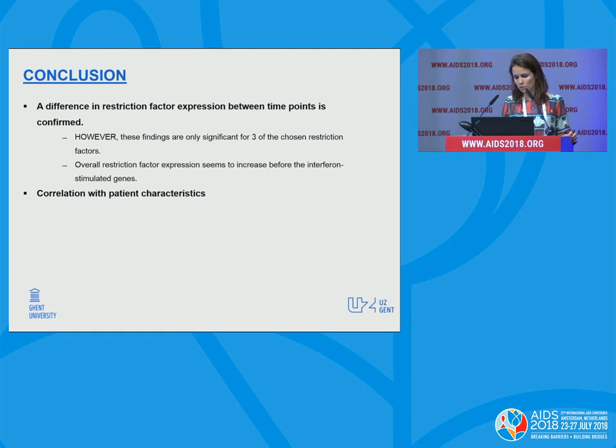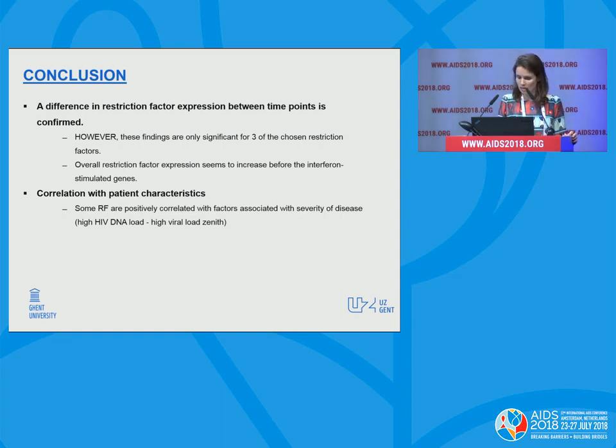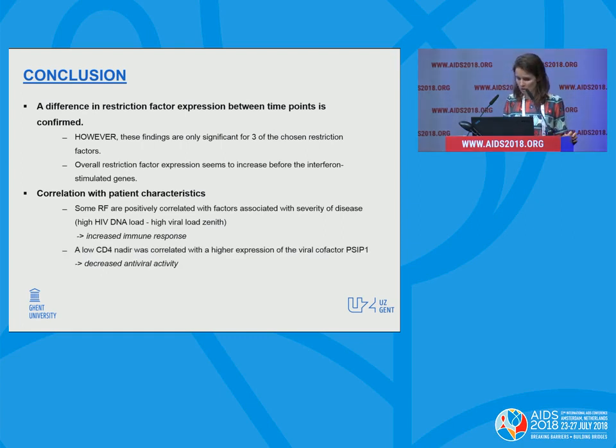So when we look at correlation with patient characteristics, some restriction factors are positively correlated with factors associated with severity of disease, like the high HIV DNA load and high viral load zenith, which might indicate that this is a sign of an increased immune response. However, a low CD4 nadir was also correlated with a higher expression of the viral cofactor PSIP1, which might indicate a decreased antiviral activity in these cases. So unfortunately, no correlation between the expression of restriction factors or cofactors and time to viral rebound was found in this cohort.